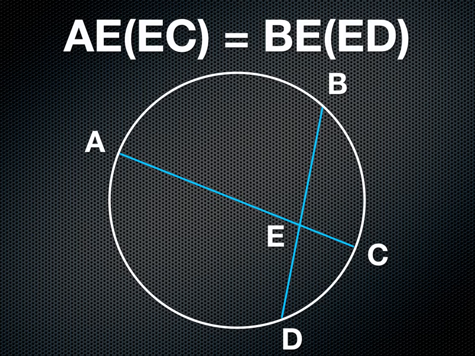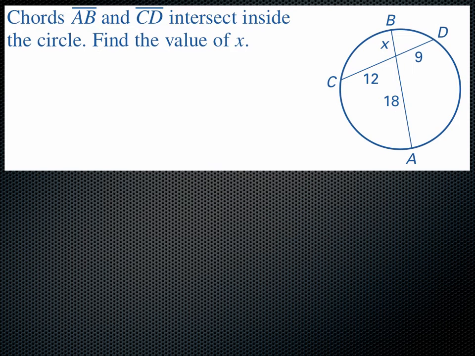An example using this theorem says that chords AB and CD intersect inside the circle. They ask us to find the value of x. If you notice, chord AB is broken into two segments, one measuring 18 and one measuring x. Chord CD is broken into two segments, one measuring 12 and one measuring 9. Using the theorem, I can say that 12 times 9 would equal 18 times x.